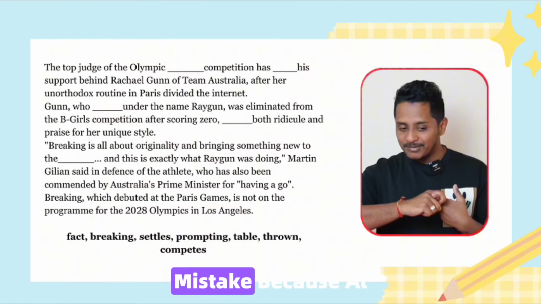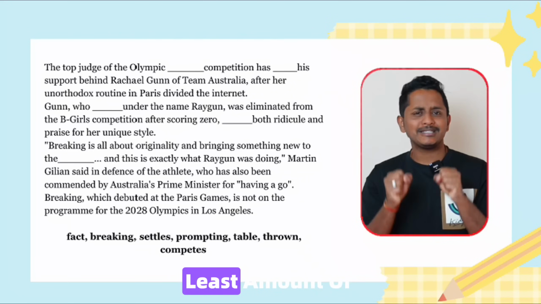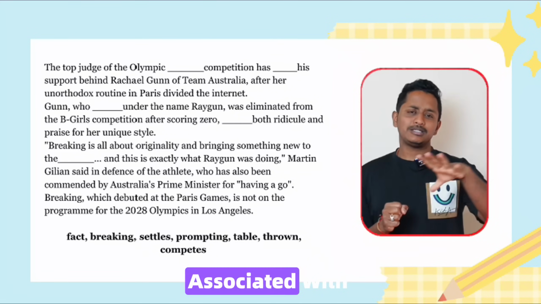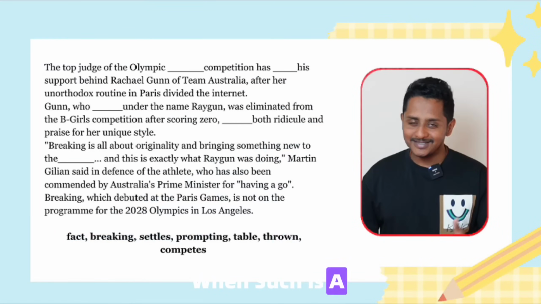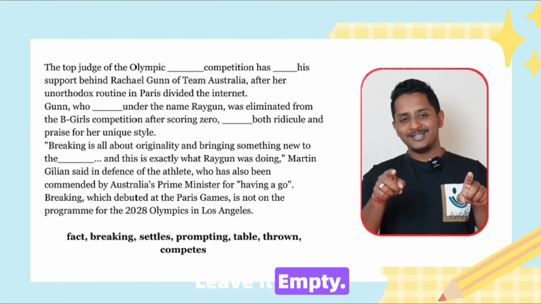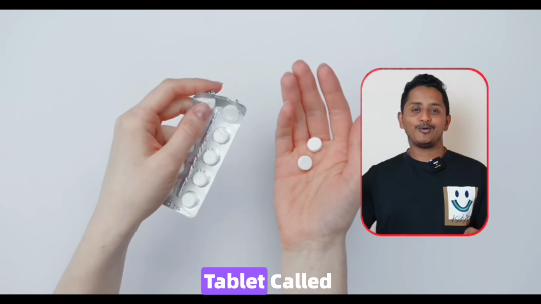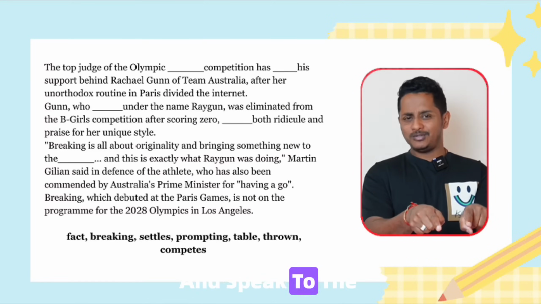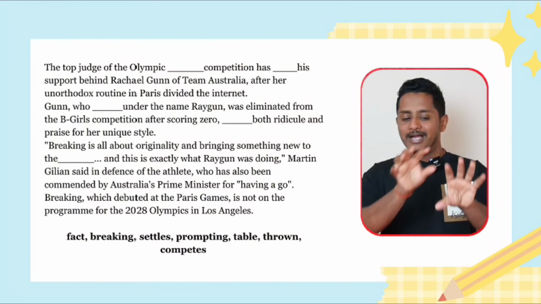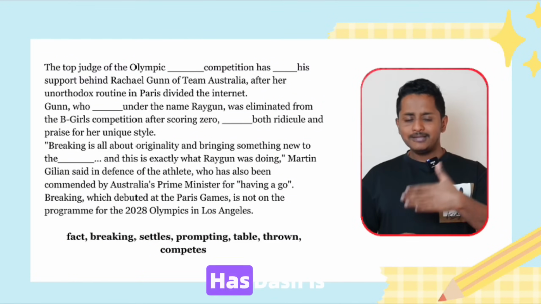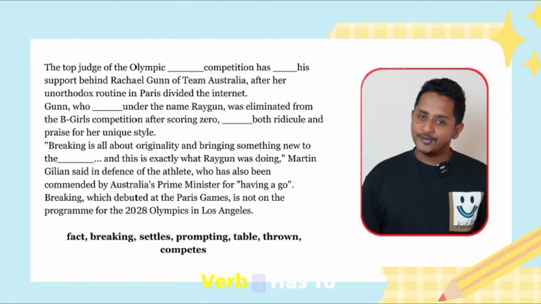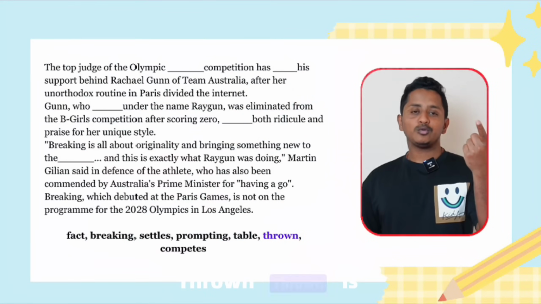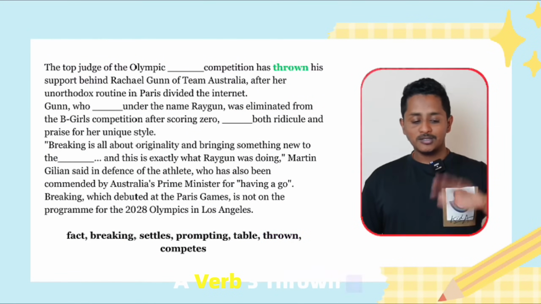So this is the mistake, because at the moment you have the least amount of knowledge associated with the question. When such is the scenario, what you're going to do: leave it empty, go to a medical shop and gulp a tablet called patience and speak to the software saying, dude, I'm going to come back in just a while. Leave it empty and continue. Has dash is support, after has verb 3 has to come, and here you see thrown. Thrown is a verb 3, thrown is support.